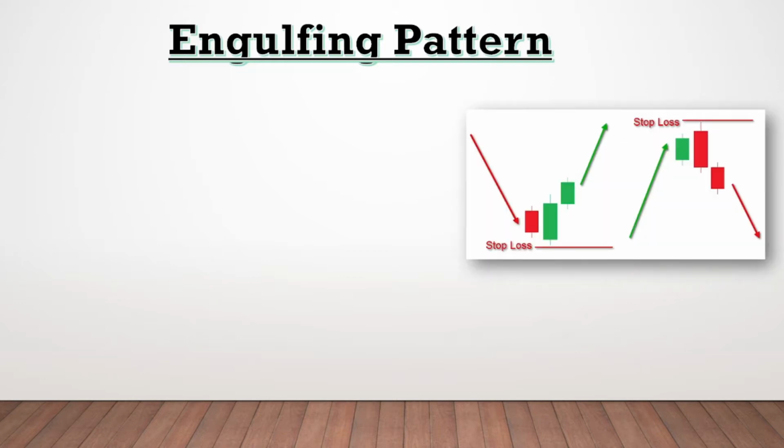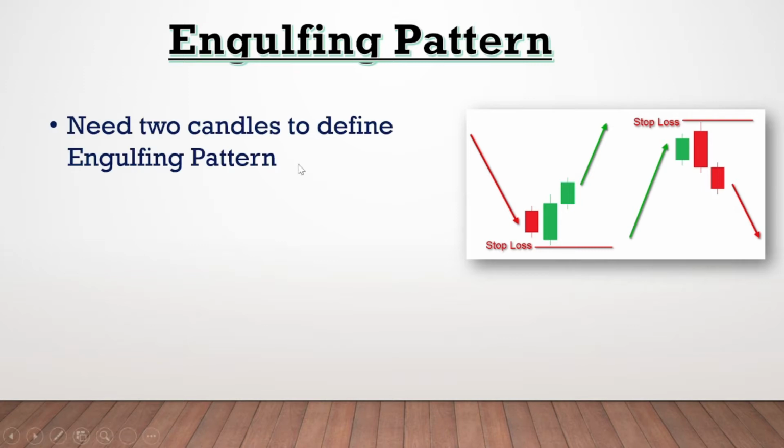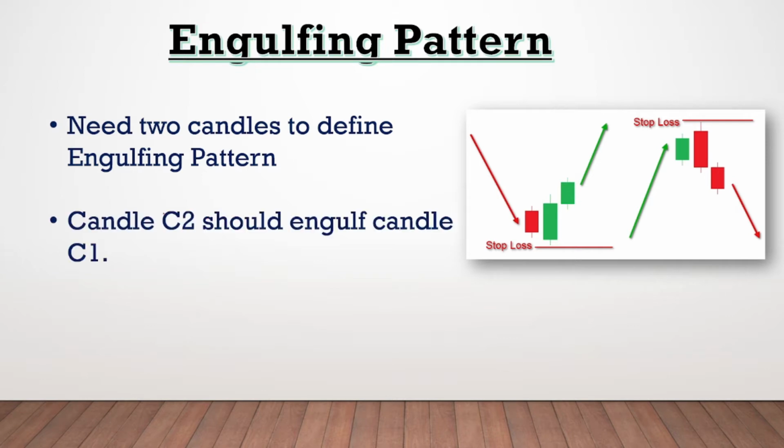The engulfing pattern uses two candles, friends. Let us discuss some of the important points regarding this pattern. To form an engulfing pattern, it needs two candles. If we analyze the meaning of engulf, we'll get to know what it is trying to do. Candle C2 should engulf candle C1. Imagine that this is candle 1 and the next candle is C2. Here, candle C1 is engulfed by candle C2, correct?